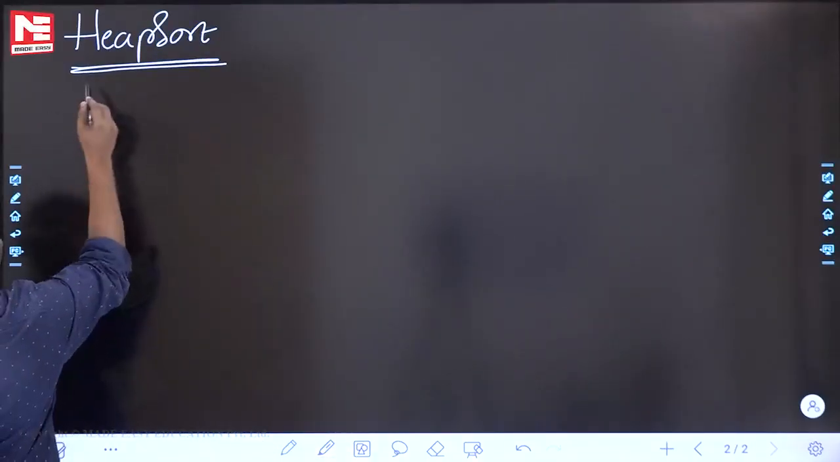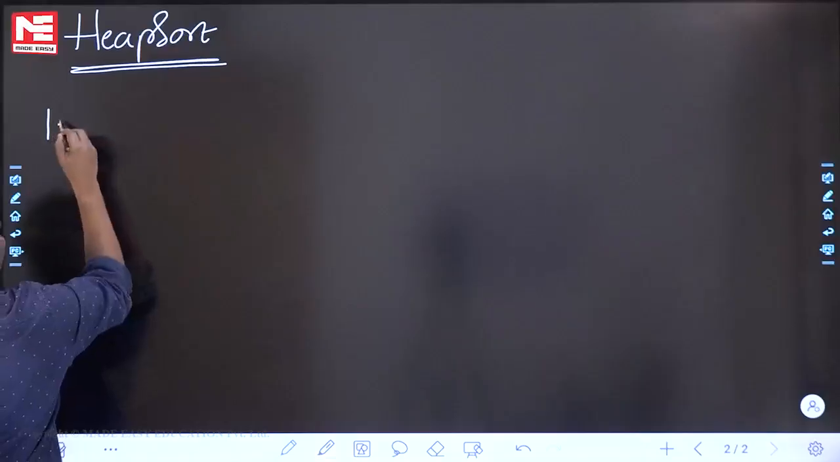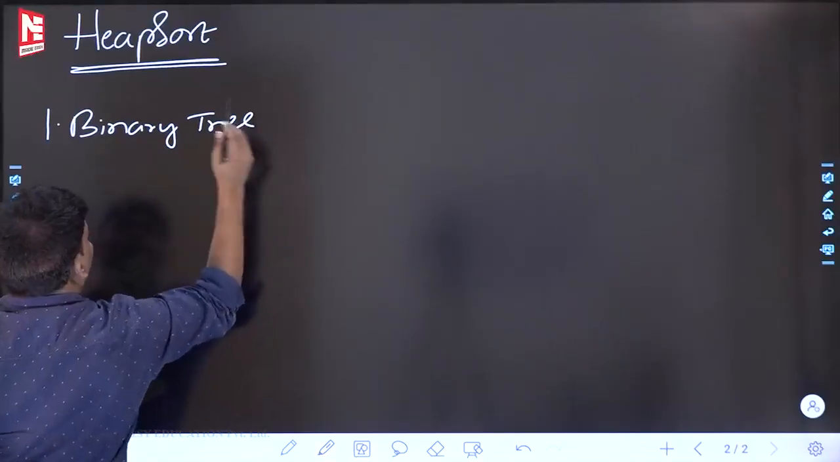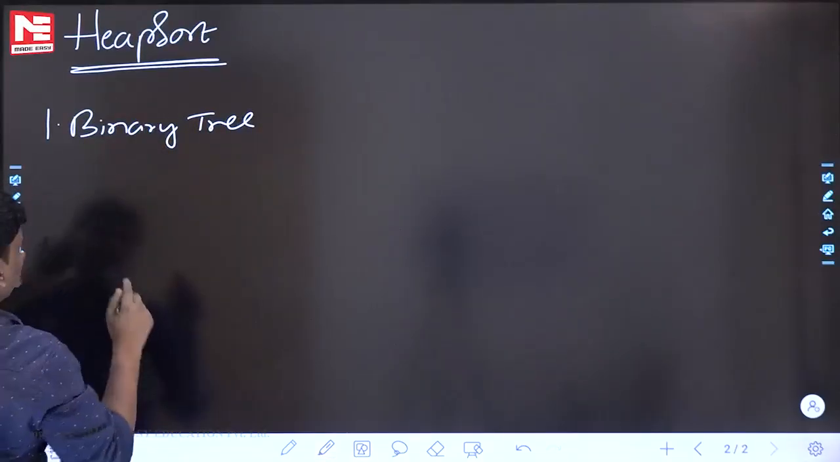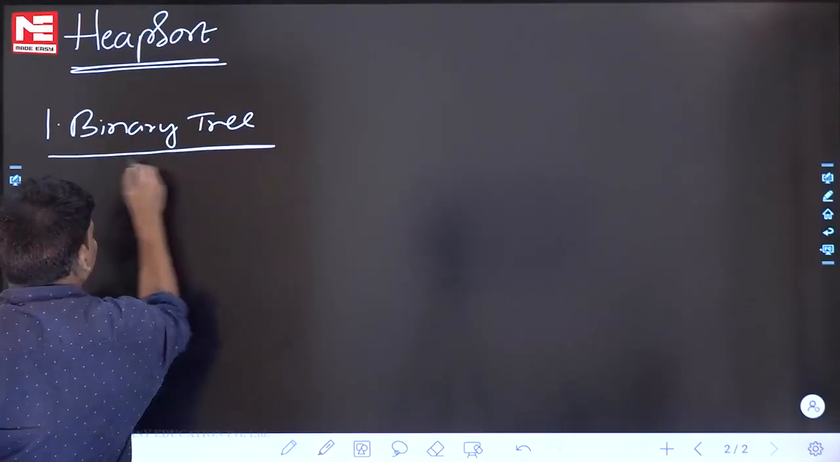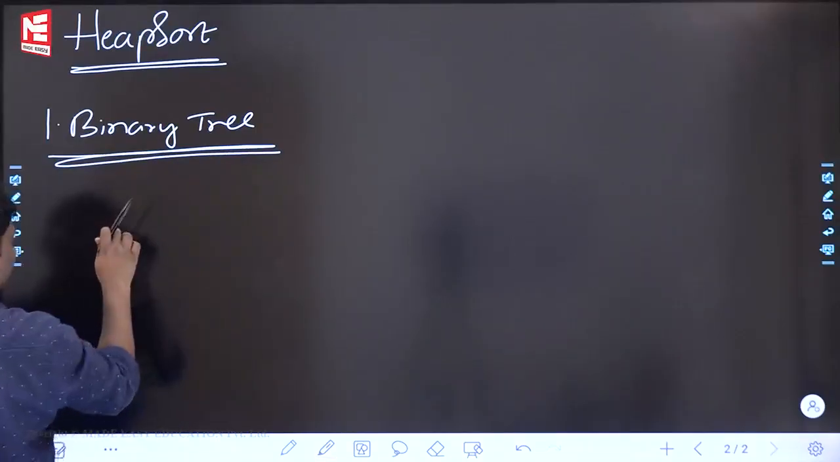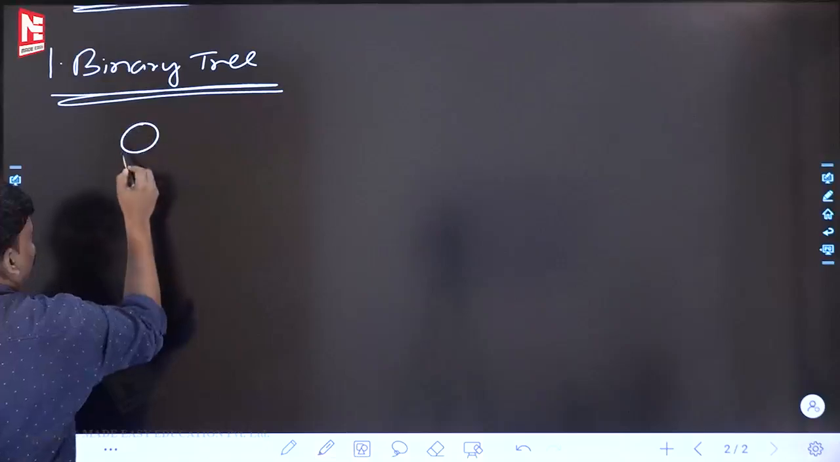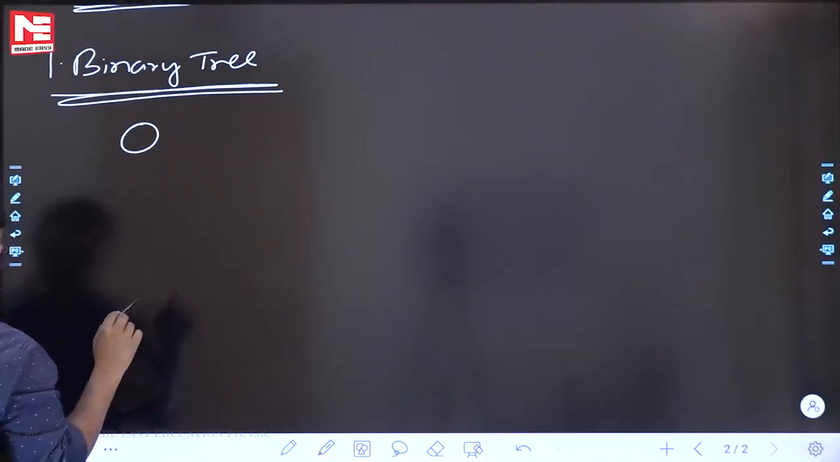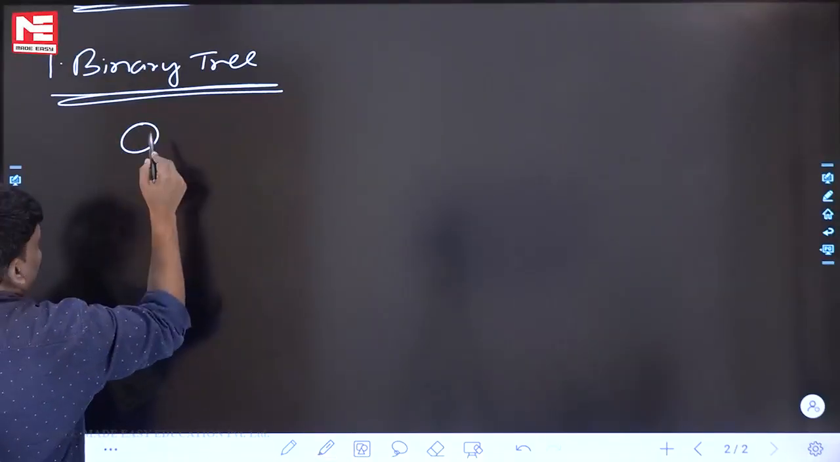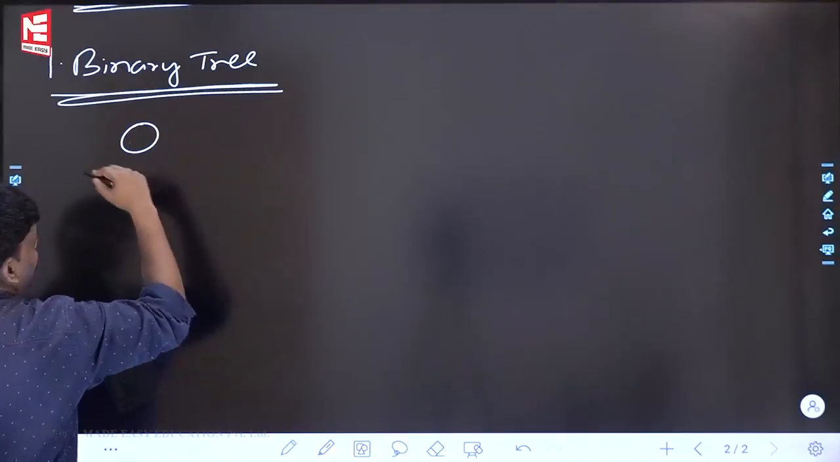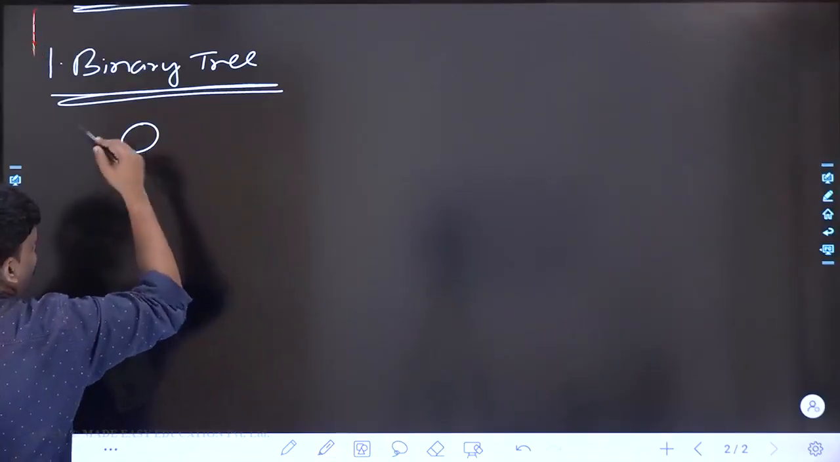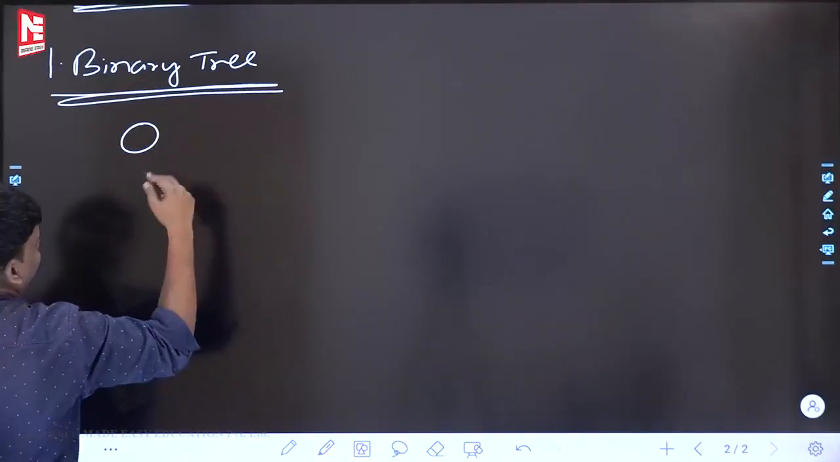The first thing required for heap sort is the binary tree. I am starting from the starting point onwards. For heap sort, the starting point is the binary tree. What is the meaning of binary tree? In the given tree, first of all it is a tree, and every node contains a maximum of 2 children, not one node, two nodes.